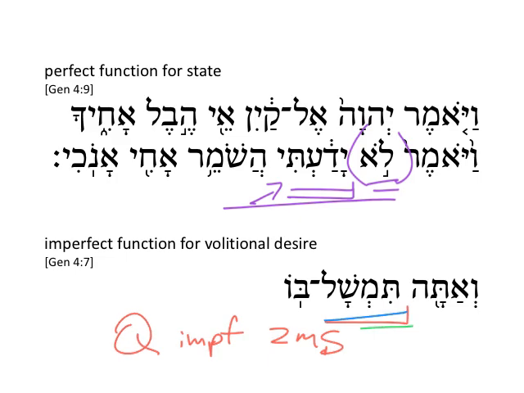So it's irreal. As part of the larger function of the narrative, it's something that should happen, but doesn't. So again, these two things illustrate the perfect function within a discourse, how it talks about an ongoing state, and an imperfect function for a volitional desire, how the imperfect can function within a discourse to talk about what should happen, not necessarily what will happen. Both of these are pretty normal things, and context bears these out.